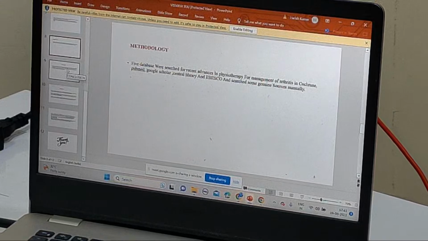And methodology. 5 databases were searched for recent advances in physiotherapy for management of arthritis: Cochrane, PubMed, Google Scholar, Central Library, and EBSCO, and manual sources of genuine sources. Next slide, please.